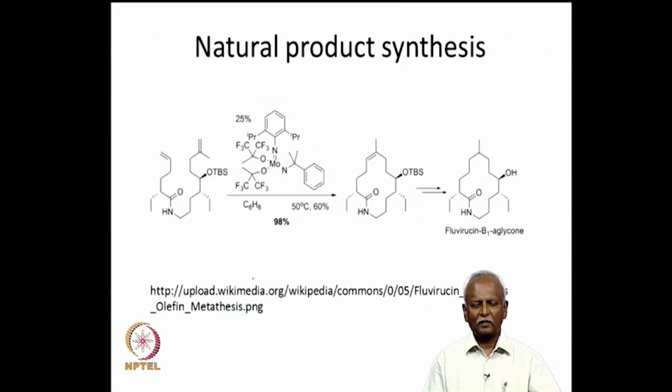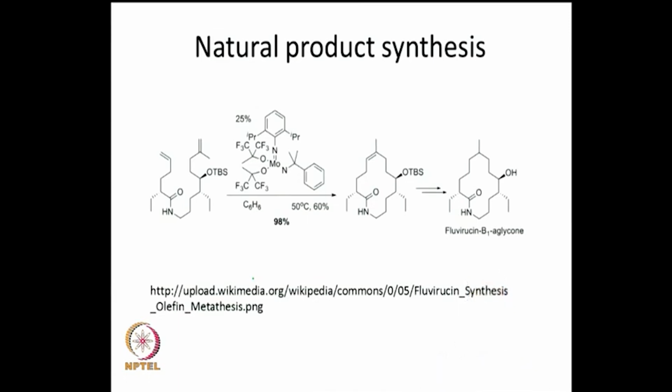So, you can see how this particular metathesis reaction is extremely useful, and it has been used extensively for the synthesis of a variety of natural products. The natural product synthesis, especially for unusual ring systems, has been conveniently accomplished using metathesis catalysis. Here the Schrock catalyst has been used very effectively.